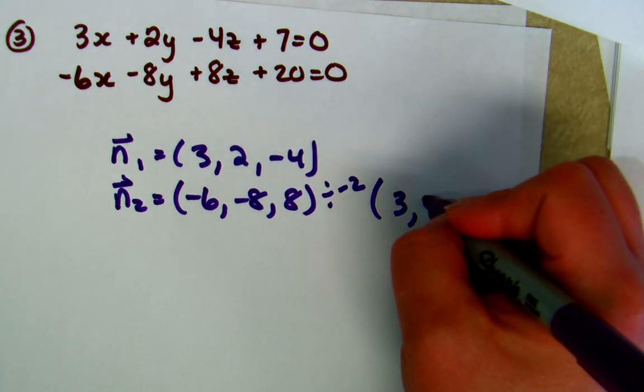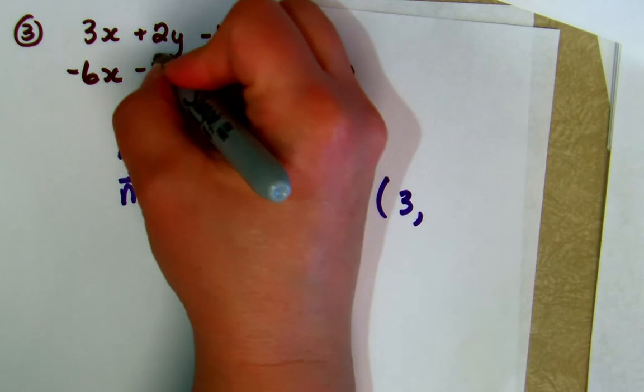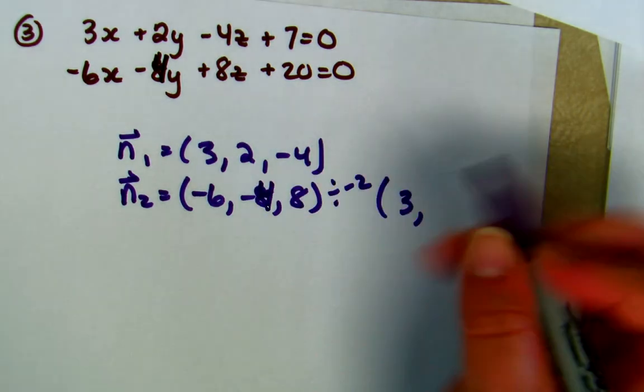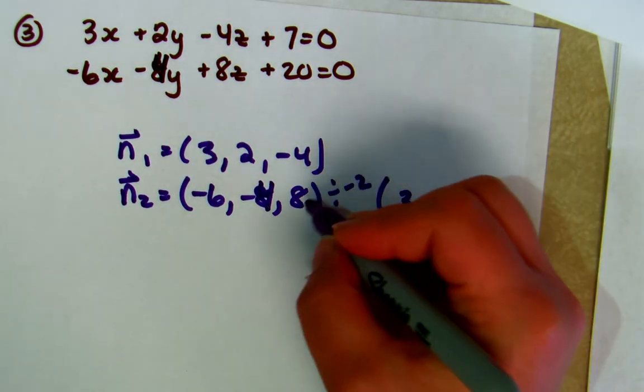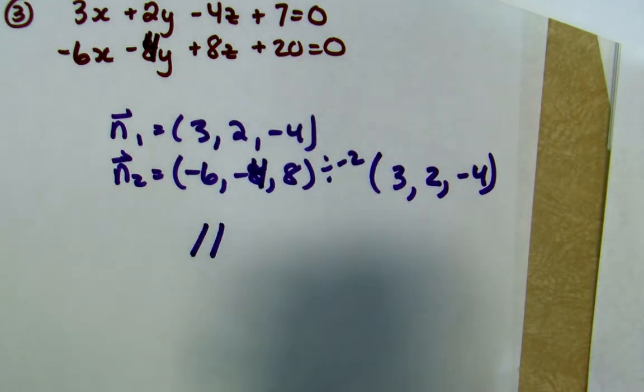Did I not do that right? Sorry, I'm going to change this question. I wanted one where they were parallel. Let's make this a 4y. I wrote that down wrong. So then that's going to be positive 2, and 8 divided by negative 2 is negative 4. So therefore, these are parallel planes.